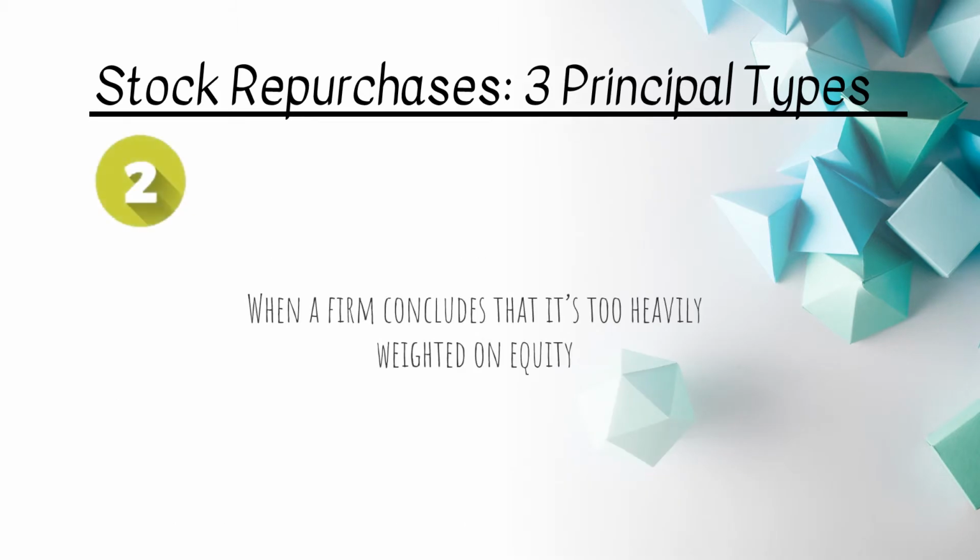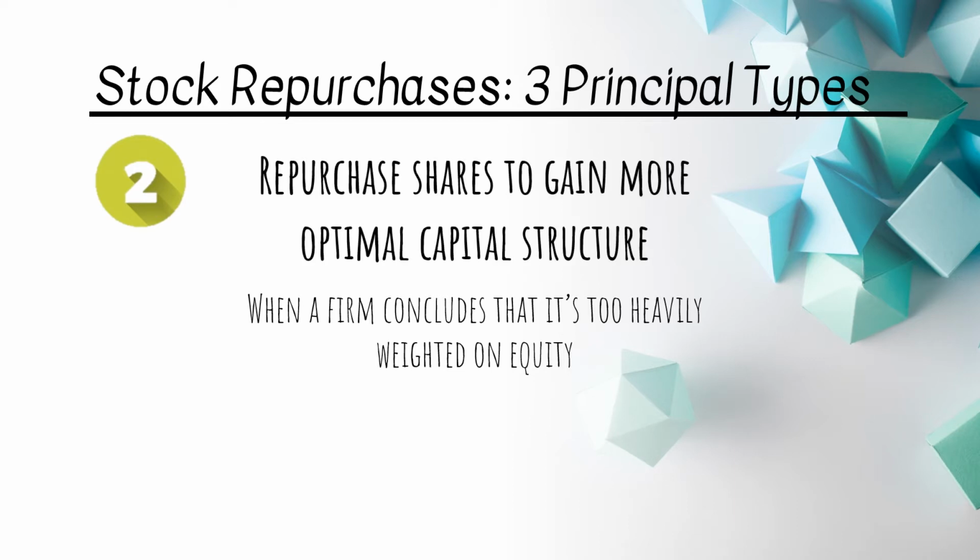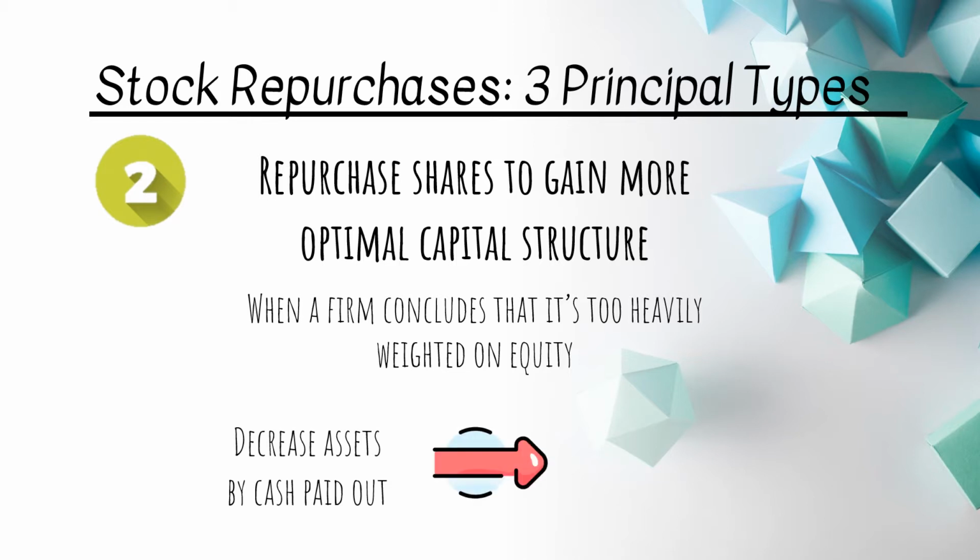Second, when a firm concludes that its capital structure is heavily weighted on equity, it repurchases to gain a more optimal capital structure. For example, when a firm uses cash to repurchase, its assets are decreased and subsequently its equity.